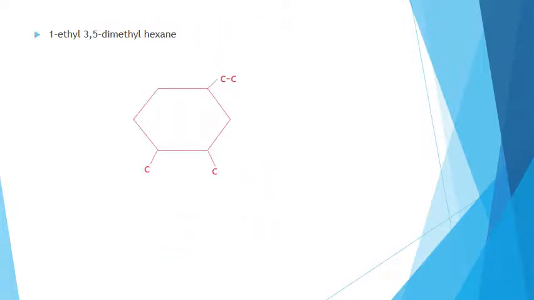All right, how about this name here? So we draw our hexane. Always start out with the biggest group, so 1 ethyl, and then you could go clockwise or counterclockwise. I decided to go this way. I could have gone that way.